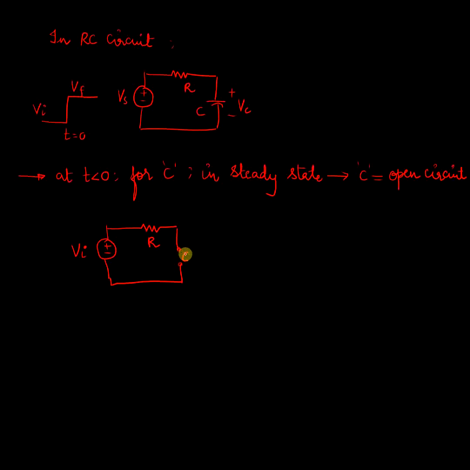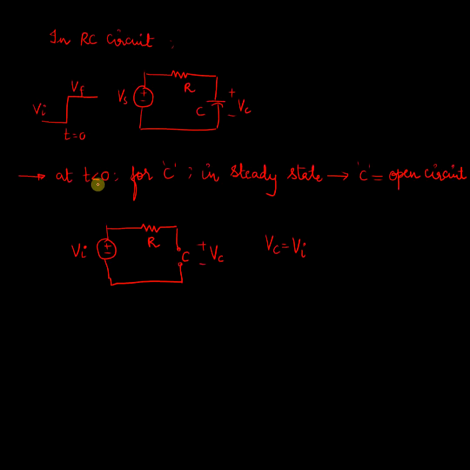The voltage across this I'm going to consider as Vc, and this voltage is equal to that of the input, Vi, the source voltage, because the circuit is open and the current flowing through this particular circuit is almost negligible and there is no drop across this particular resistor.